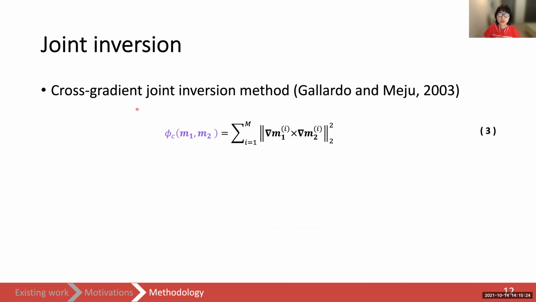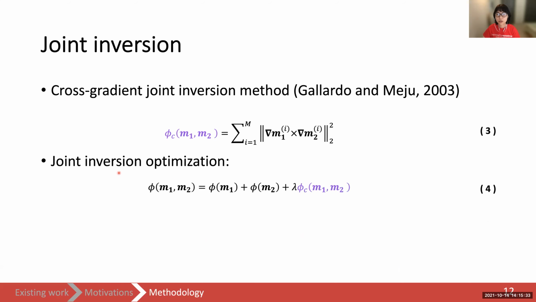In the joint inversion, we have implemented the cross-gradient coupling constraint method proposed by Gallardo and Meju. The objective function for the joint inversion can be generalized as the summation of the cost function for each data type, along with the weighted coupling constraint.